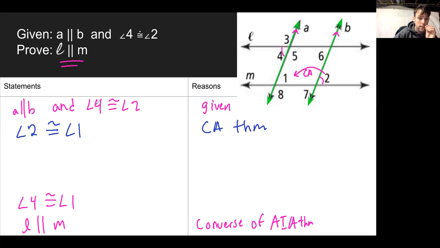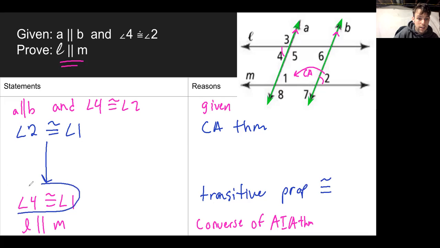Now, since 4 is congruent to 2, 2 is congruent to 1, I can actually go straight here. 4 is going to be congruent to 1 by the transitive property of congruence this time, because these are congruent statements, and actually a very short proof. There we go, done. Since we have these angles here that are congruent, these are alternate interior angles on lines L and M with transversal A. Since they're congruent, L and M must be parallel to each other.